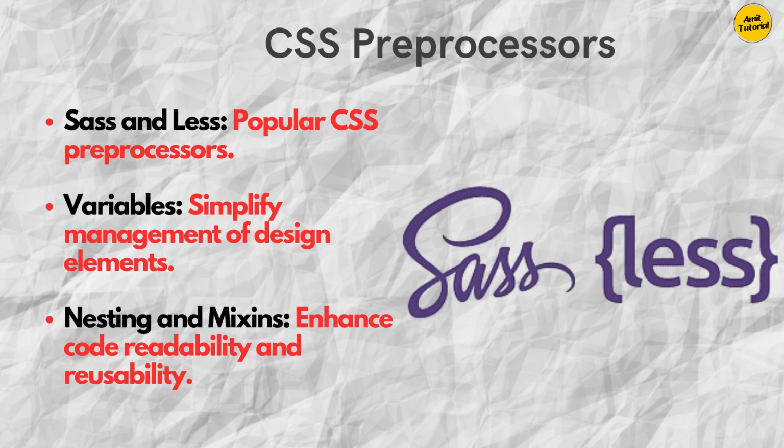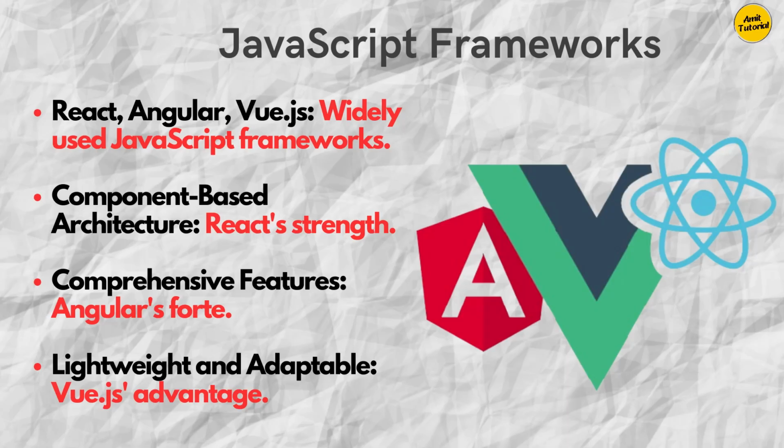Variables. Preprocessors allow you to use variables in your style sheets, making it easier to manage colors, fonts, and other design elements. Nesting. Achieve cleaner and more readable code by nesting CSS rules within one another, avoiding repetition. Extensions. Create reusable code snippets that can be included in various parts of your style sheet, promoting consistency. Integrating a preprocessor into your workflow can significantly streamline your styling process. Many modern front-end frameworks and projects use Sass to boost productivity. With a solid understanding of CSS preprocessors, let's progress to the next step, familiarizing yourself with JavaScript frameworks.